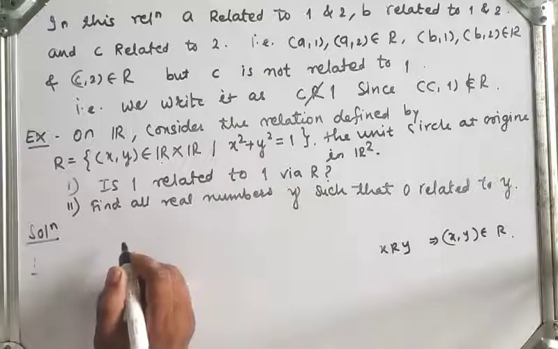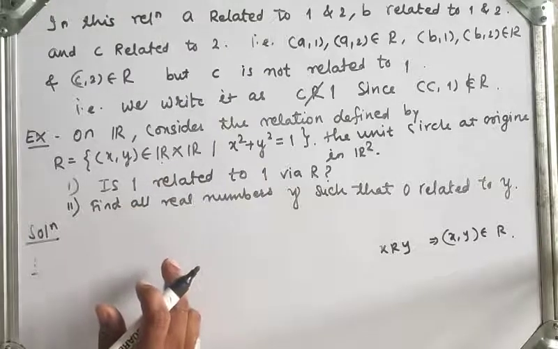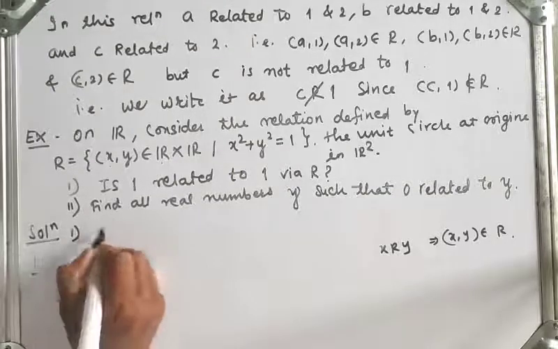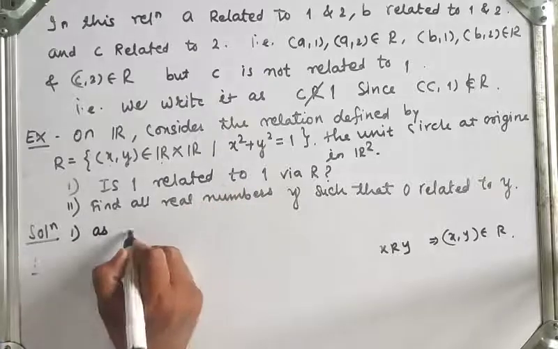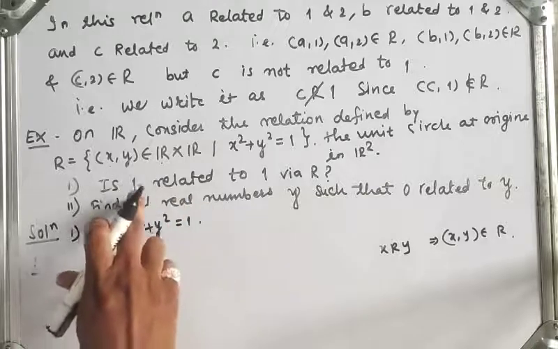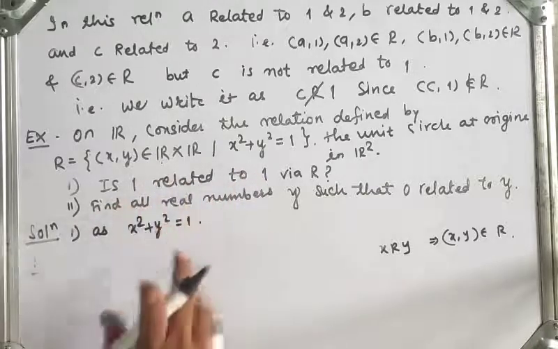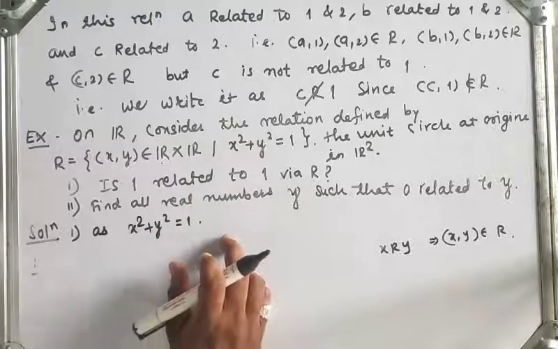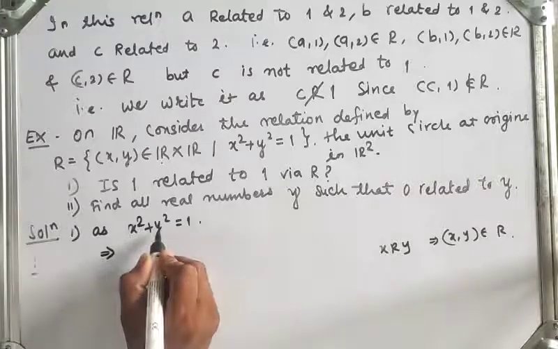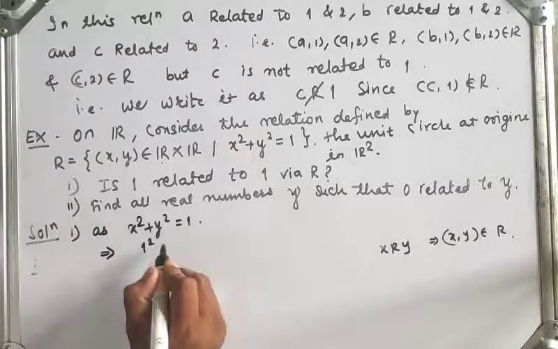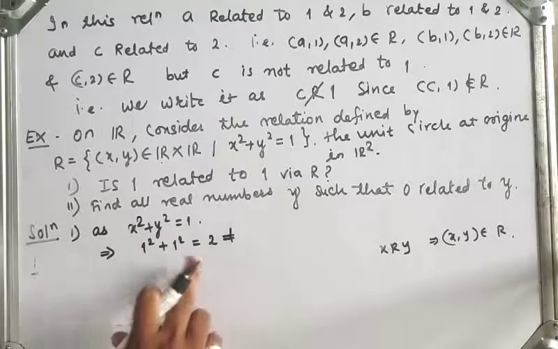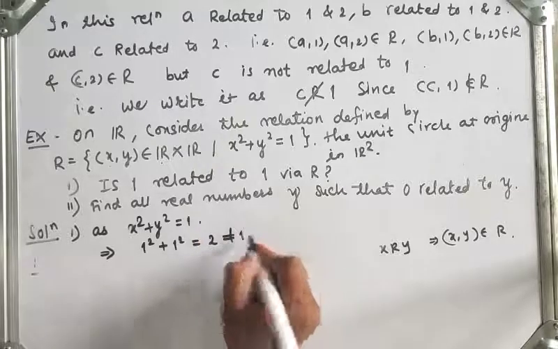What is given is x squared plus y squared equals 1, and we have to check whether 1 is related to 1. Here x and y both are 1, so the value is 1 squared plus 1 squared, which is equal to 2, which is not equal to 1. So this equation is not satisfied.